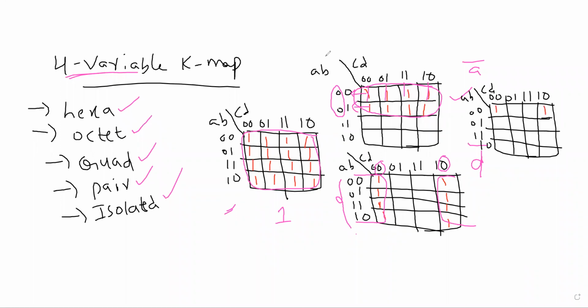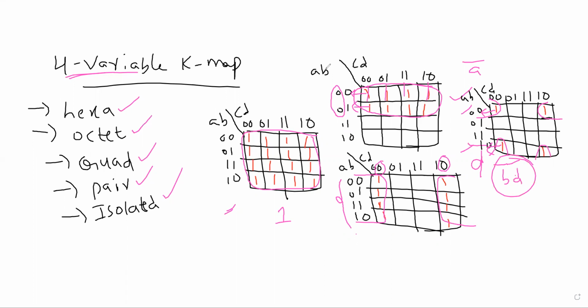If there are ones like this, then you can form a quad here. Why? Because it allows folding. Then this one, this one, this one, and this one will form a quad. That means how many rows does it have? Two rows. In these two rows, which one is common? B bar is common. Now the columns, which one is common? D bar is common. This is B bar into D bar. In this way you have to group.